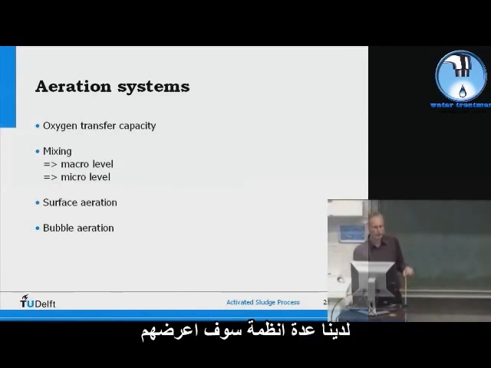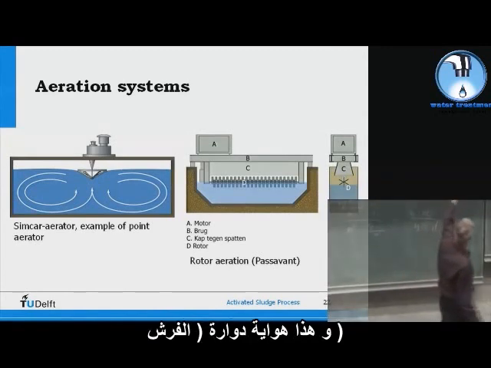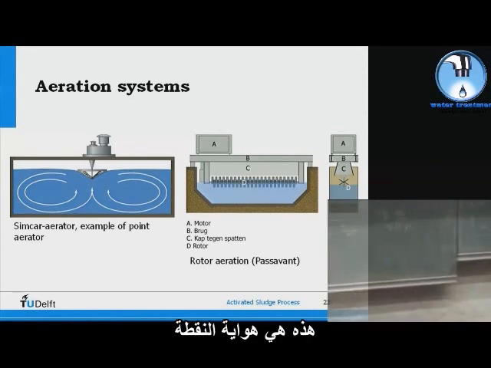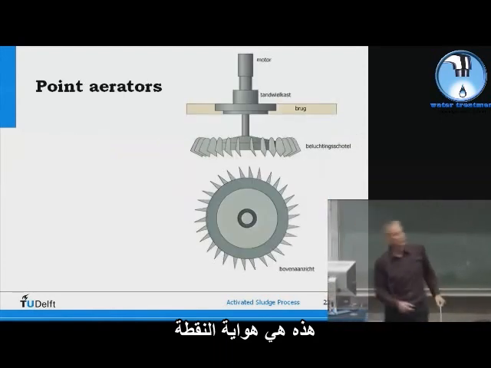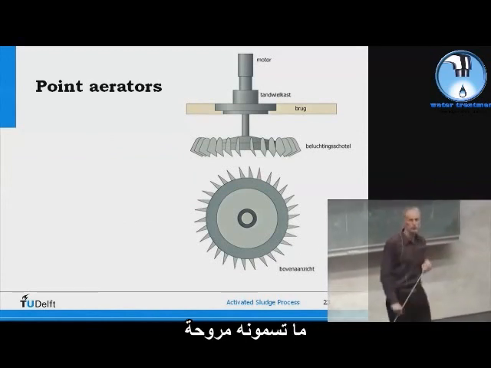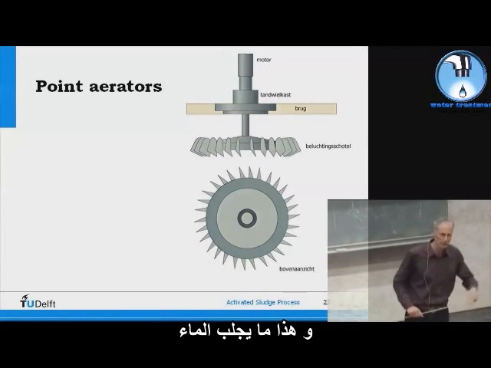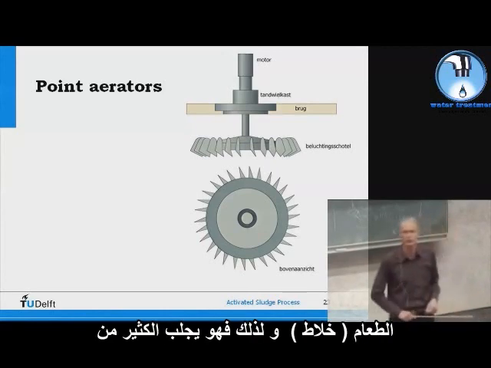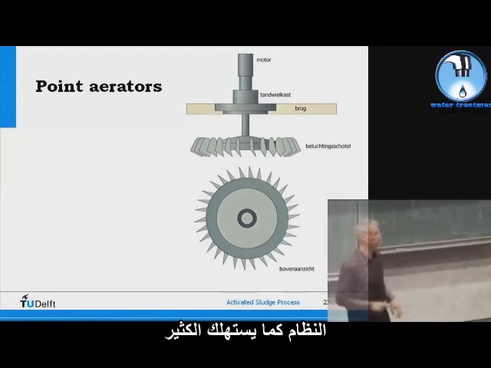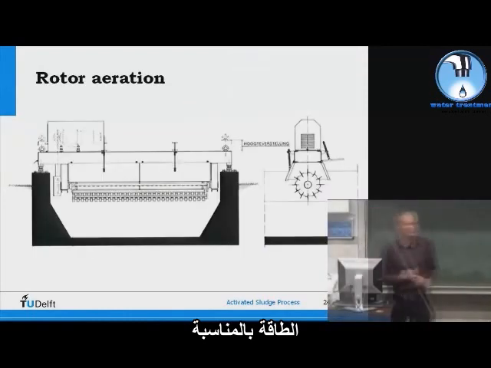Aeration systems. So we have a few types. I'll go through them. So this is a point aerator, an example. And this is a rotor. Well, I'll have a more detailed picture of that. This is the rotor, a point aerator. And it's just a motor and a kind of, what would you call this? A rotor that makes a high revolution speed, and that brings the water. It's a fast mixer, in fact, like a food processor. So it brings a lot of air in the water. It's also, of course, mixing the system as well. They use a lot of energy, by the way. These seem to be a bit more efficient.